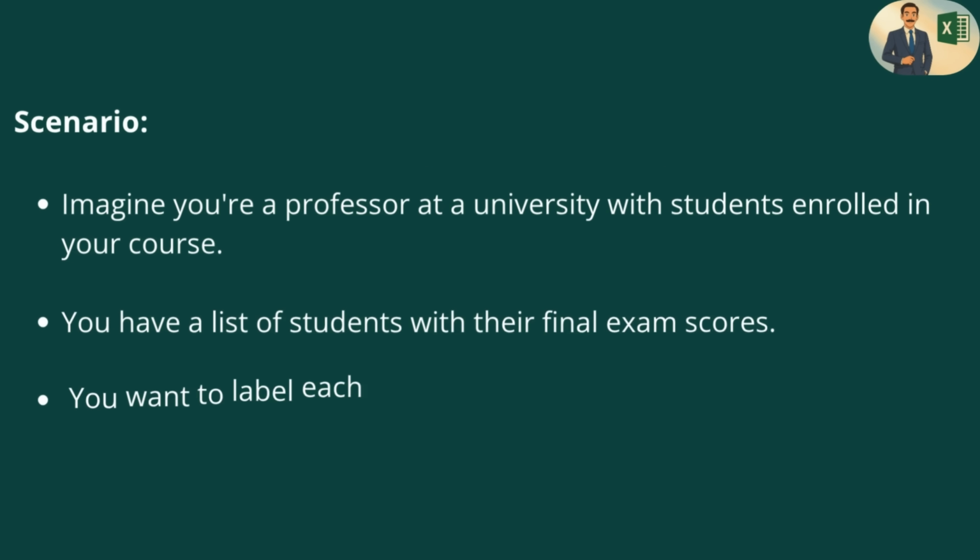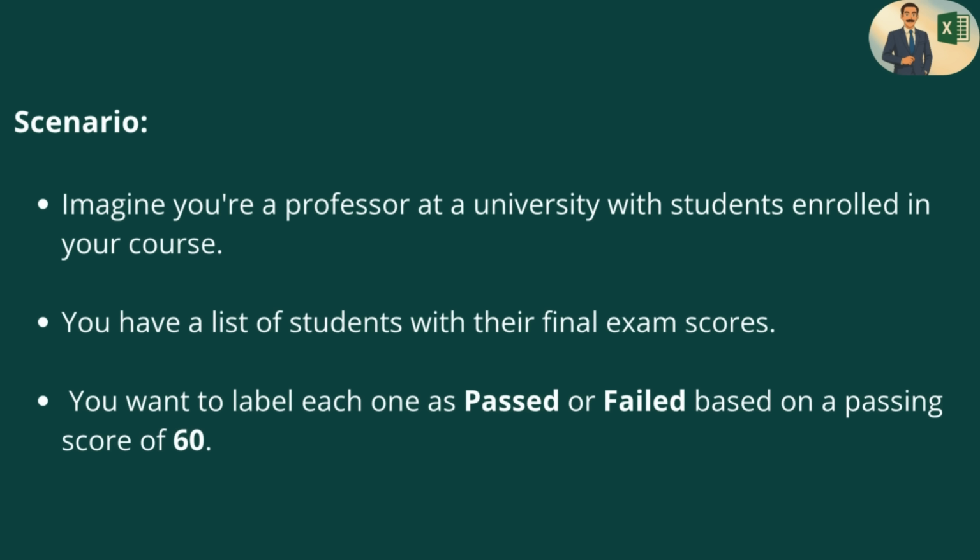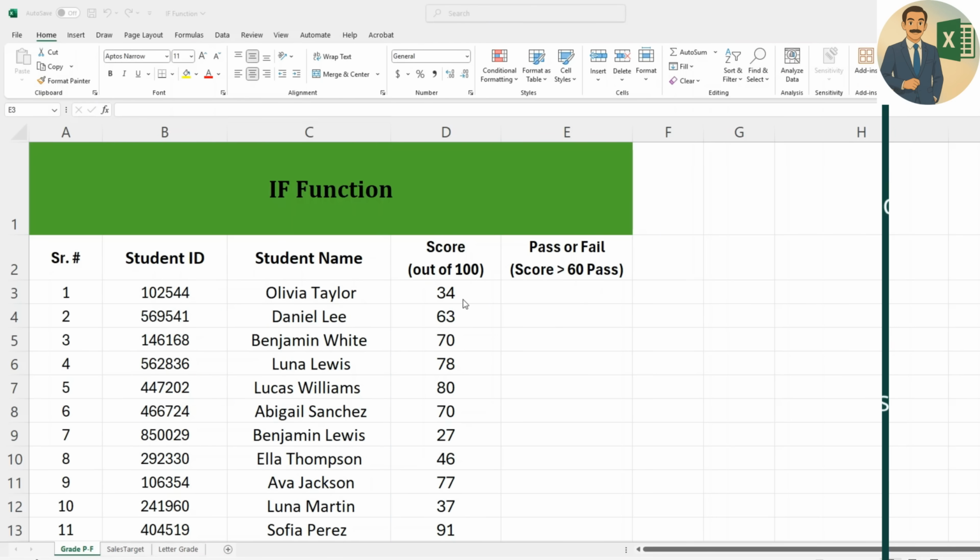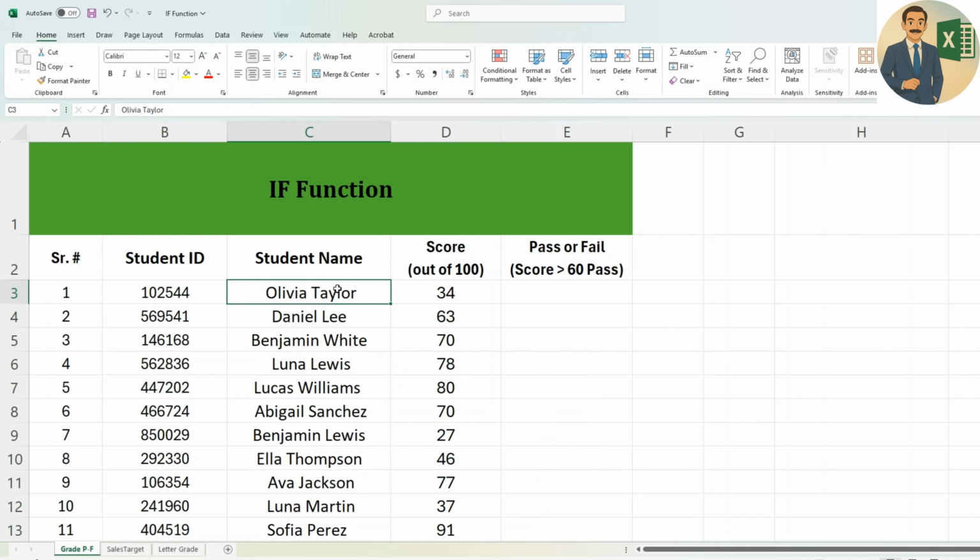Let's imagine you're a teacher managing students' grades. You have a list of students with their final exam scores. You want to label each one as passed or failed based on a passing score of 60. This is the Excel file. It has a list of students' names and their scores. Based on these scores, you need to list students as pass or fail. So over here you can see anybody who has a score of 60 or above is pass.